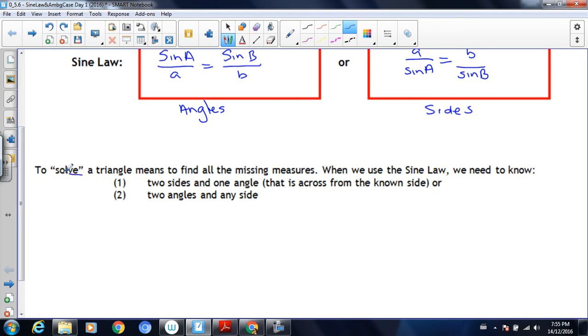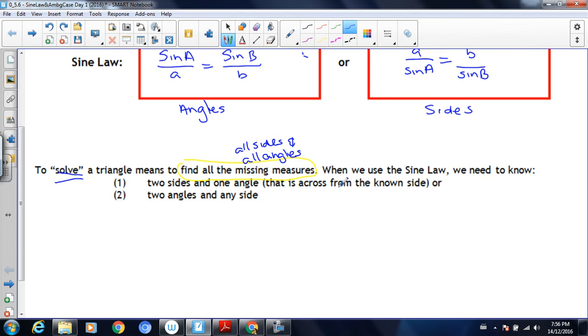Anytime you see solve, this means you must find all missing measures. That means all sides and all angles that are missing. Okay, all sides and all angles.